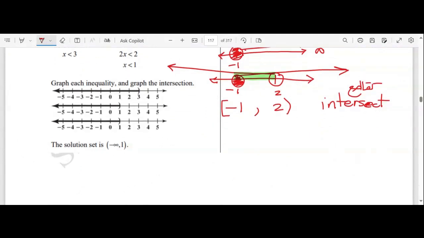If it's "or," then we take the union, but we don't have "or" here, we have intersection. Clear? If it's "or," then you'll take from negative infinity to positive infinity. But if it's "and," we take the intersection. Okay? Move on.